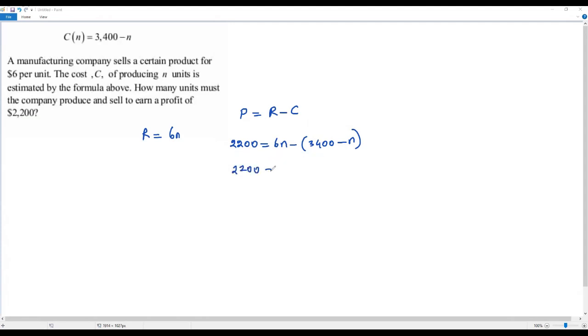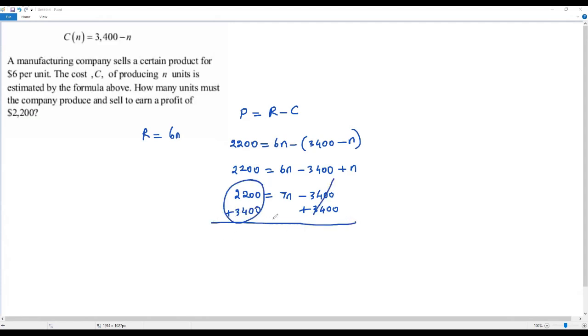Okay, 2,200 equals 6n. Now we can distribute this negative sign to this term and this term. Then I'm getting negative 3,400. Negative times negative will become positive n. Okay, here 2,200 equals, we can combine the like terms 6n and positive n. Then I'm getting 7n minus 3,400. Let me add 3,400 to both sides of this equation. Then the negative and positive values will cancel out. When I combine the two values on the left side, I'm getting 5,600 equals 7n.